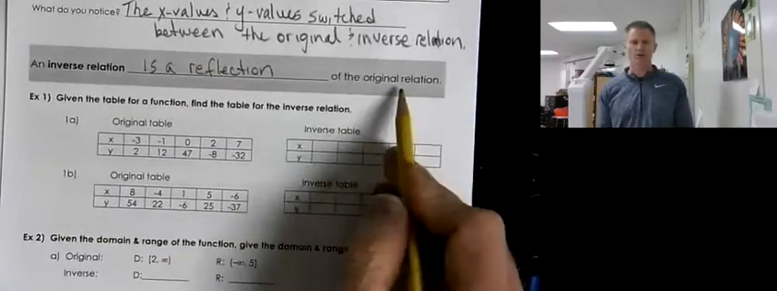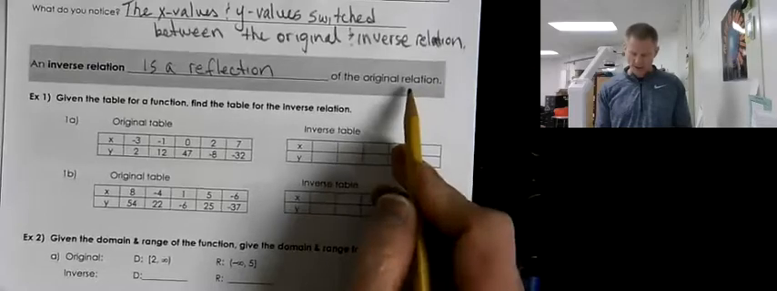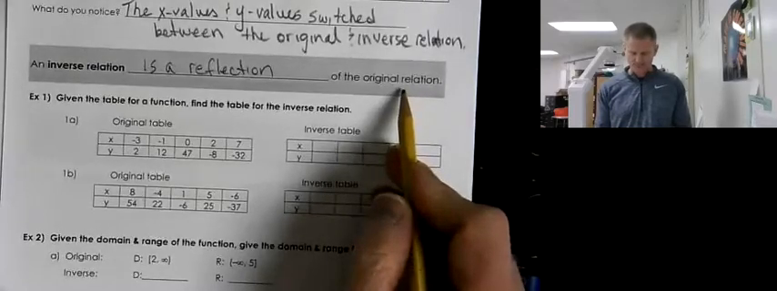So an inverse relation is a reflection of the original relation. So that means we're going to take all of our X values, -3, -1, 0, 2, and 7, and turn those into our inverse table. So we're going to bring those down to our Y values.